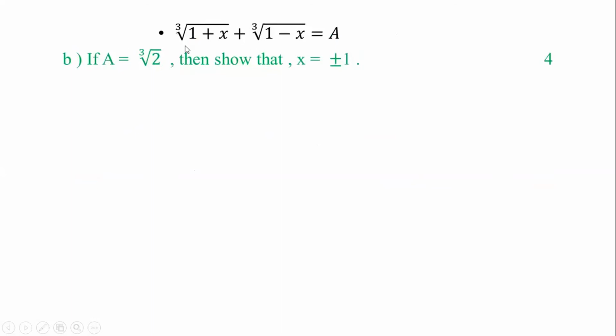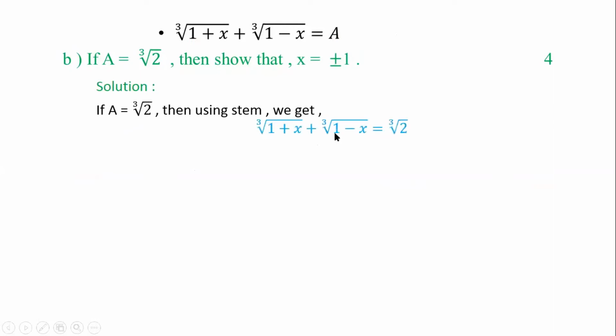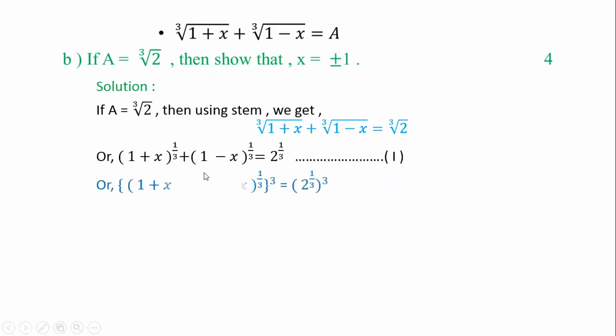But now we solve this problem. Here, given a problem, we have to show that x equal to plus minus 1. At first, we write this problem. Then we can write this equation in this form. Now, if we take cube on both sides of the equation, then we get this form. That means (1 plus x)^(1/3) plus (1 minus x)^(1/3), whole cube.